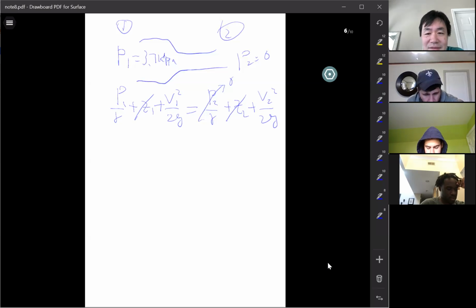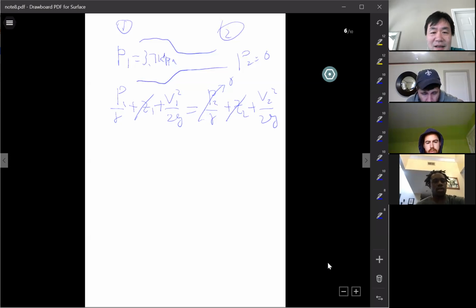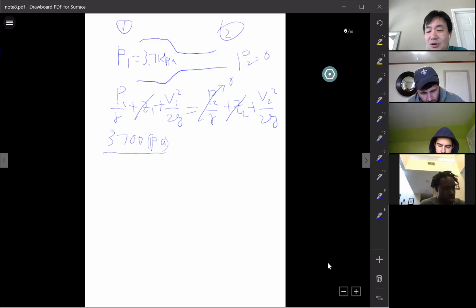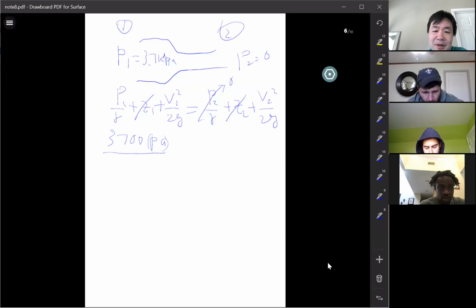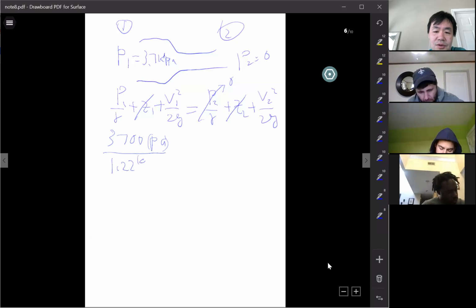Anything else I have? I think I have the pressure, P1. Exactly, that's what I'm about to write down: 3.7 kilopascal. Be careful, you cannot put kilopascal into the equation. You have to put in pascal. Remember what I said here, very important. Okay, gamma is rho g: 1.22 times 9.8.